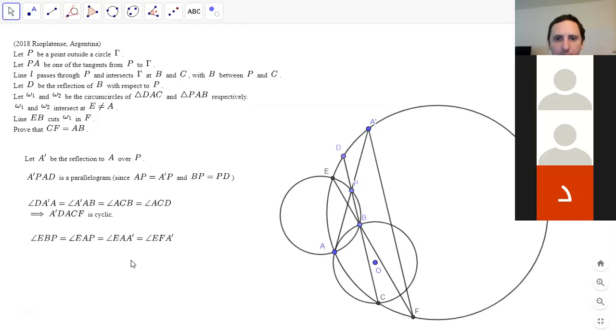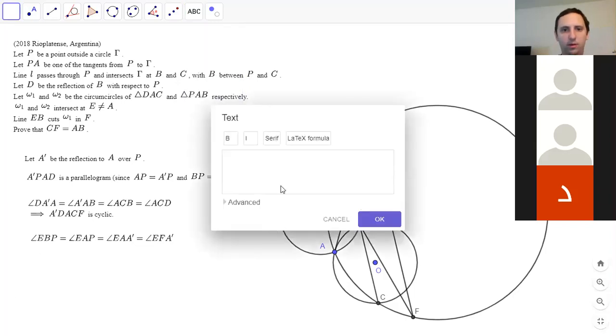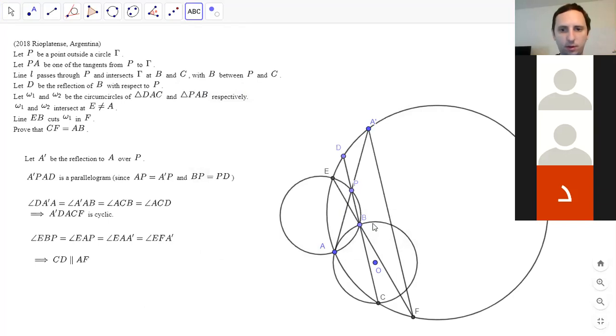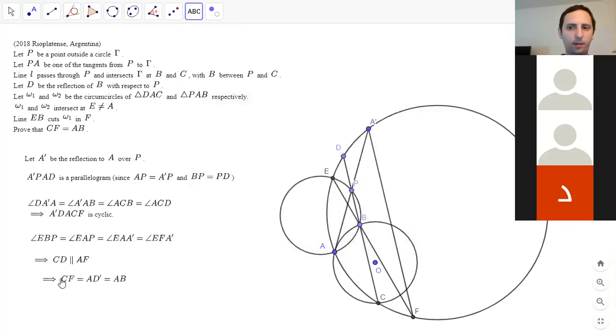EBP is EAP is EAA prime is EFA prime. So that means that CD is parallel to AF. And that means that CF equals A prime D equals AB. All right, so I will move on to the very last problem. Does this make sense to everyone? All right.